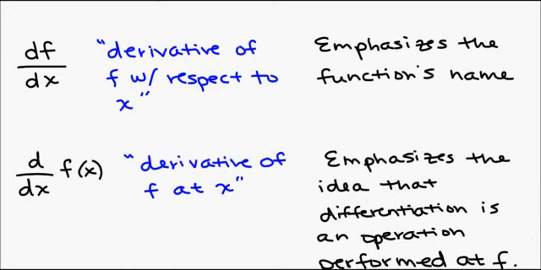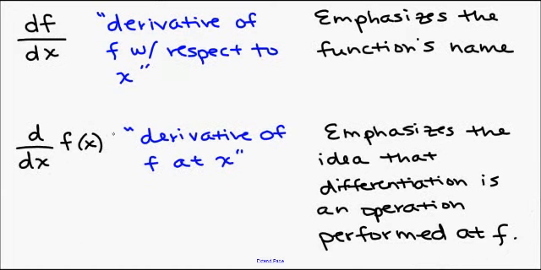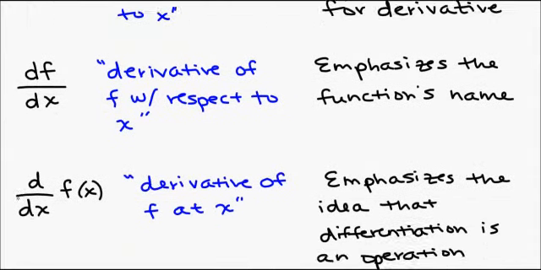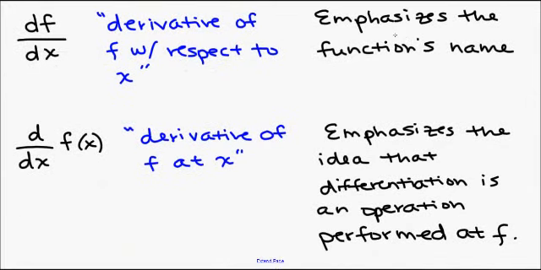And last but not least, we have d dx of f of x, which is the derivative of f at x. This emphasizes the idea that differentiation is an operation performed at x. So it's an operation, not like a multiplication problem. So these are 4 different ways that you may see derivatives written. You do need to be familiar with all of them, be able to work with all of them. You're not always going to get to choose what you get to work with. So that is part 1.